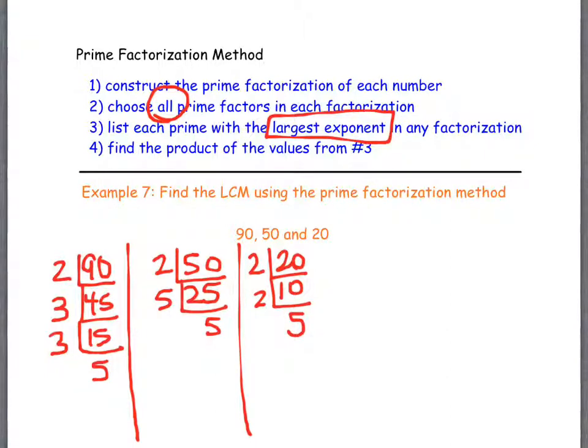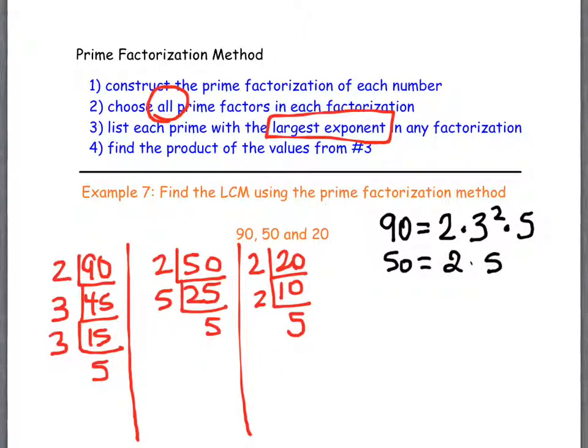Okay, so these are all broken down into their prime factors now. So what I want to do is I'm going to actually write these out to the side. You don't have to do this, but I want to show the identification step very clearly. So 90 is 2 times 3 squared times 5, 50 is 2 times 5 squared, and 20 was 2 squared times 5. Everybody good so far? This is using the last section of material to do that, right?